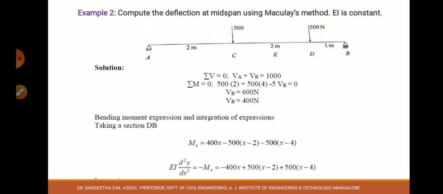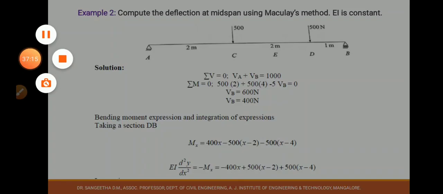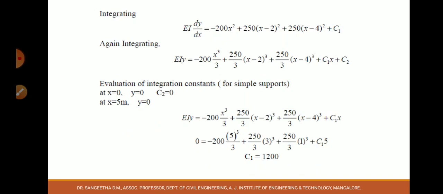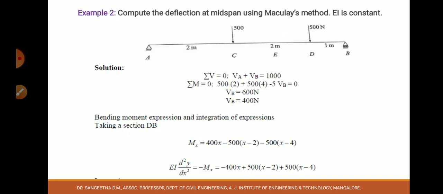Moving ahead with the next problem. Compute the deflection at midspan using Macaulay's method. Take EI as constant. So, here the span is 5 meter, midspan means at a point 2.5 meter. You have to evaluate the deflection. Okay, fine, we will do it.